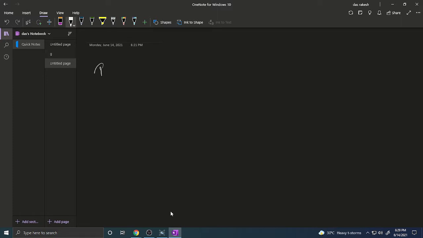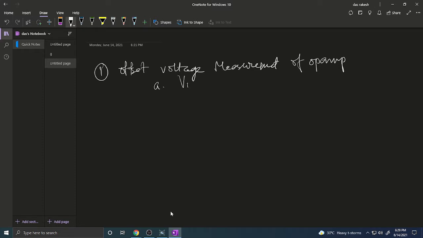First of all, number one practical is known as offset voltage measurement of op-amp, and then calculate four parameters. The four parameters are the basic parameters for studying any operational amplifier's characteristics. First of all, the first parameter is known as input offset voltage. This is also known as VIO.